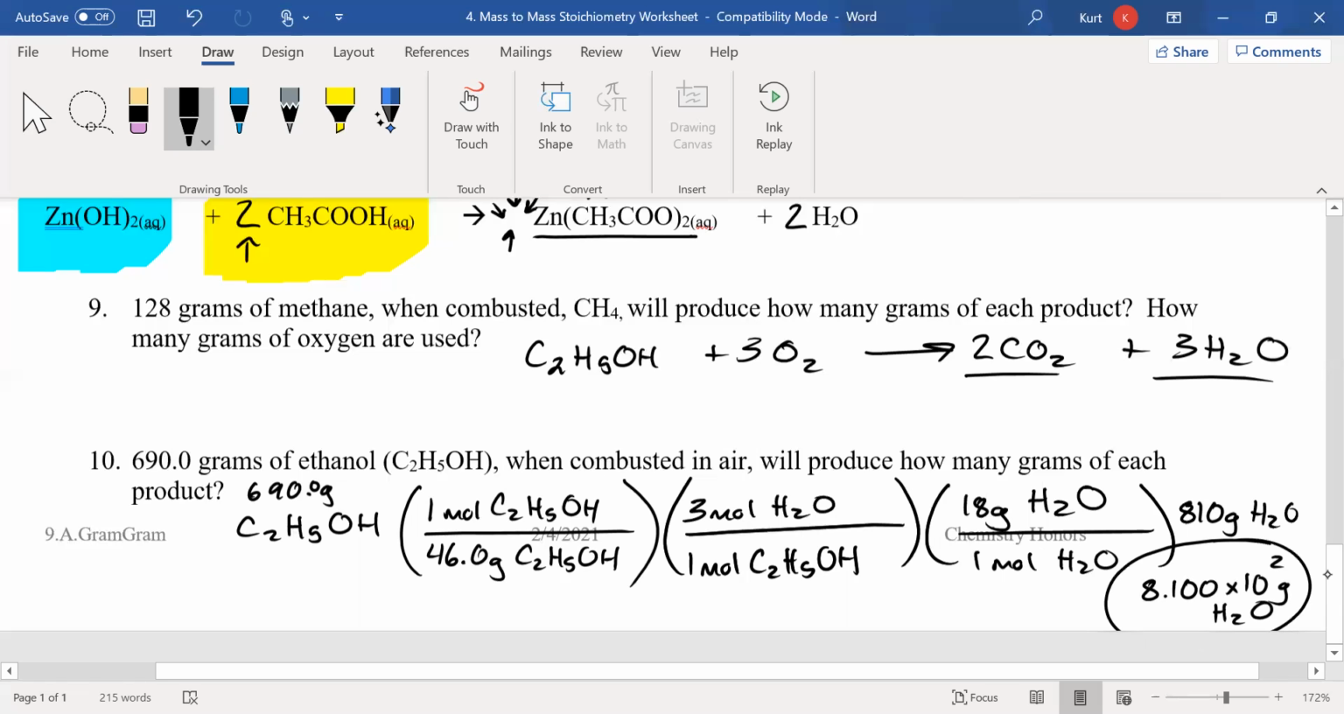So if you guys have any other difficulties with this, be sure that you let me know. Mass to mass is the hardest of the 3. Moles to moles is easy. That's 1 step. Moles to mass and mass to moles is 2 steps. That's like the intermediate level. And then mass to mass is the hardest at 3 stages.